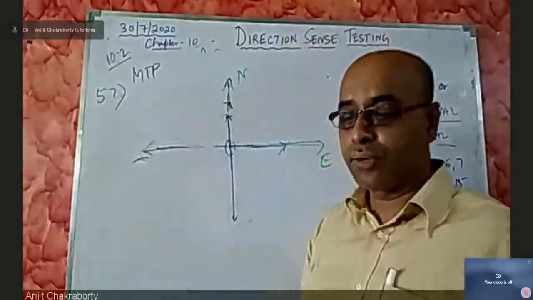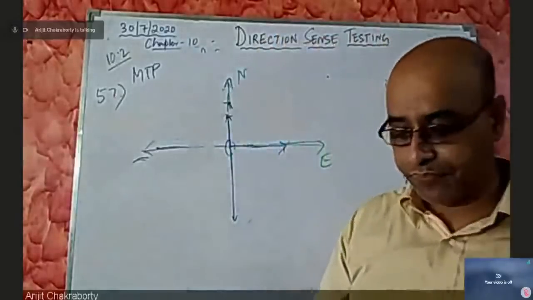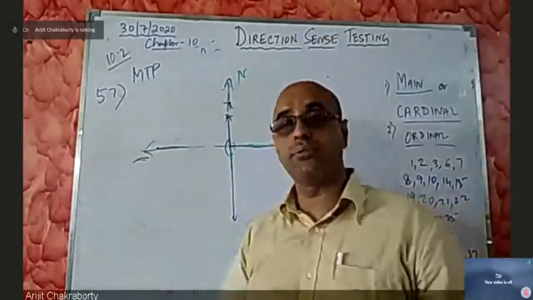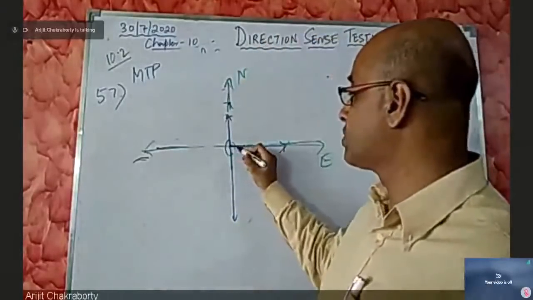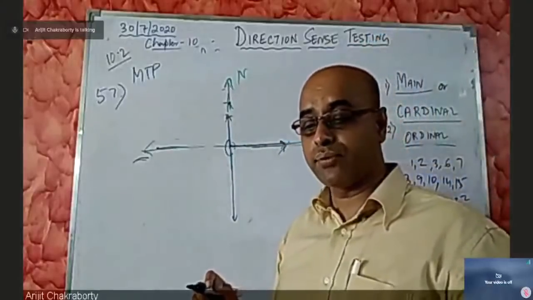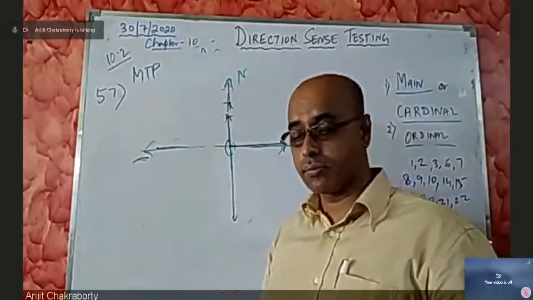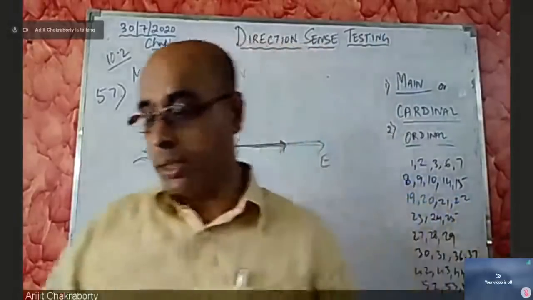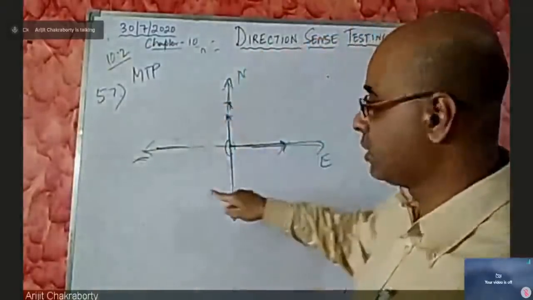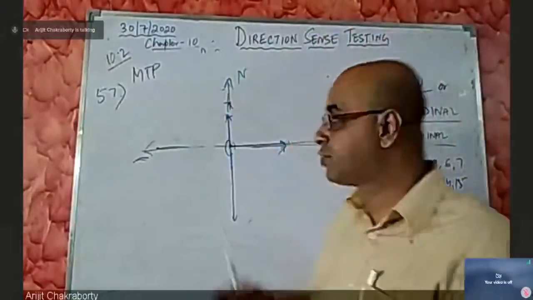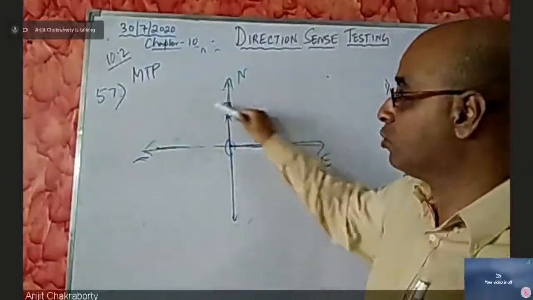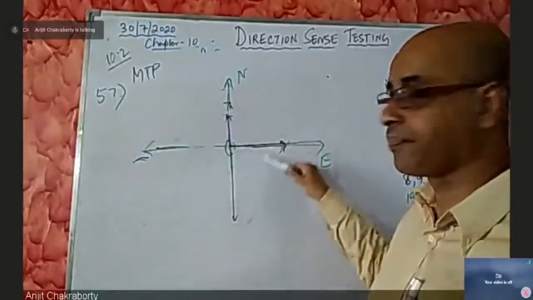A man is facing towards east. Okay, the man is facing towards east and turns through 45 degree clockwise. Clockwise, you know, is the way in which a clock moves. So like this way. This is clockwise. If I move in this way, it is anti-clockwise.